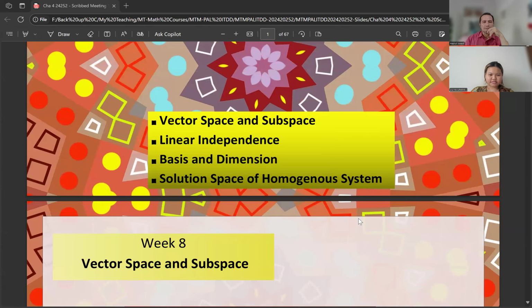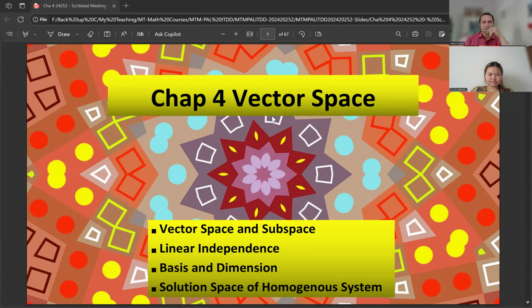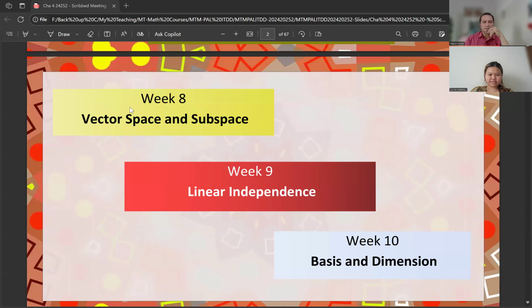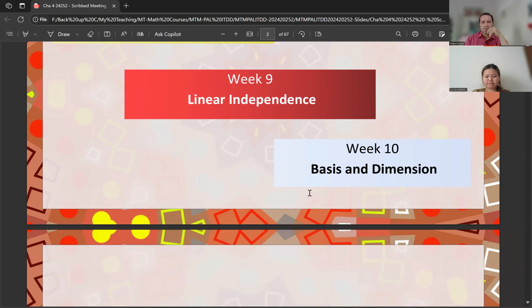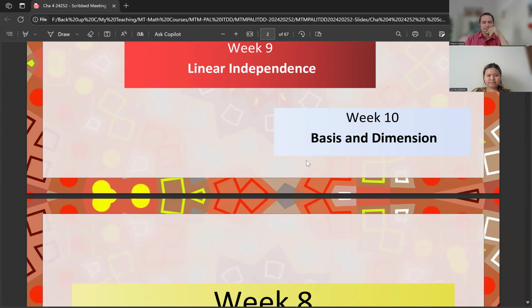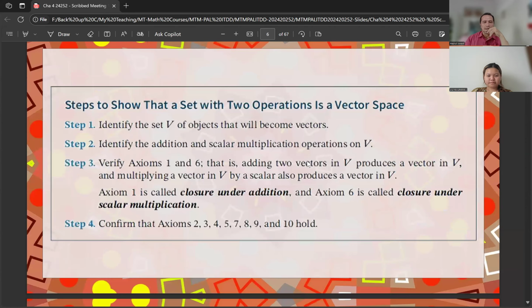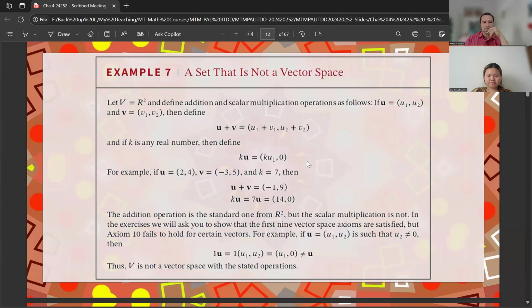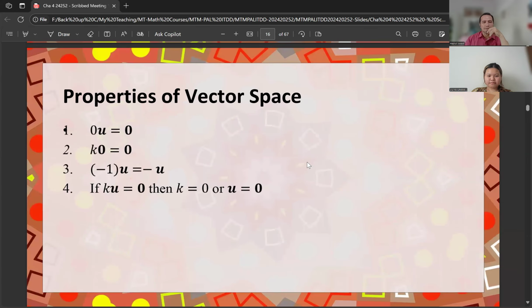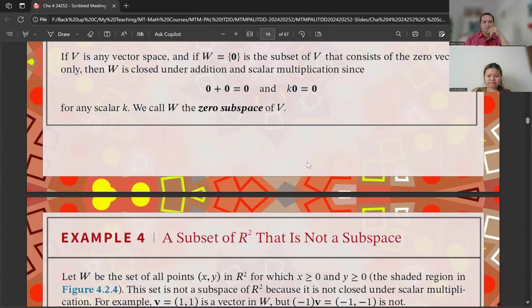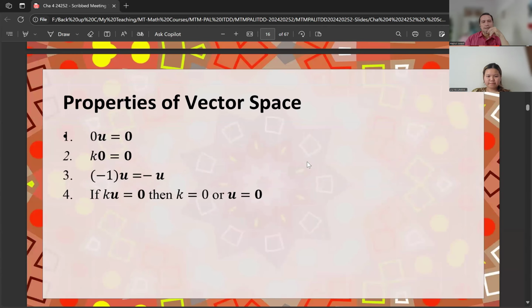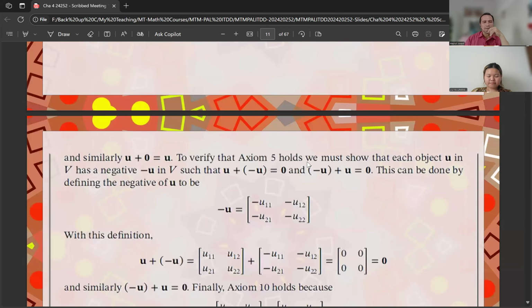Here we will talk about the third part of chapter 4, about vector space. We have already talked about vector space and subspace, and we also have talked about linear independence. Today, we will talk about basis and dimension. And I will review shortly the previous meeting. In the previous meeting, we talked about vector space.